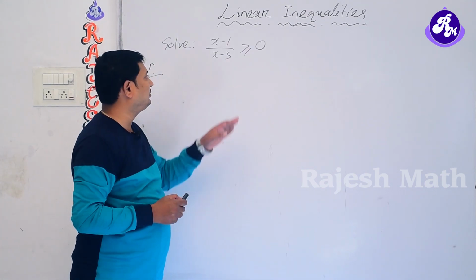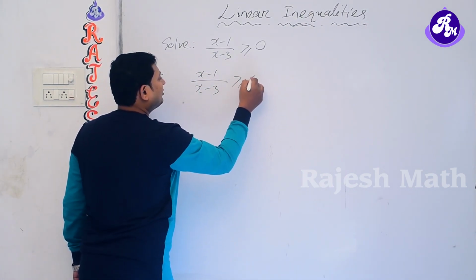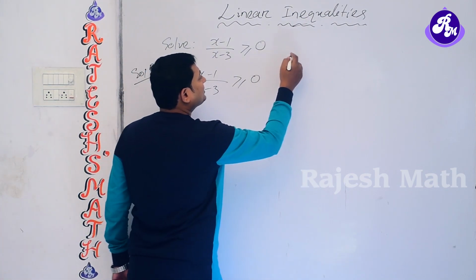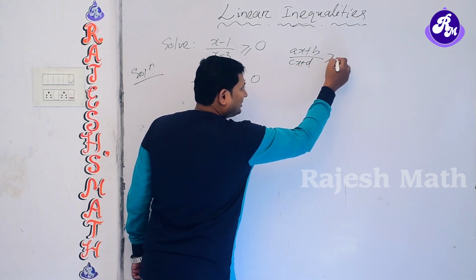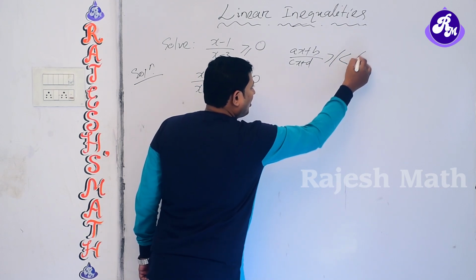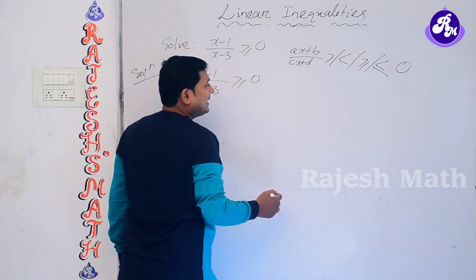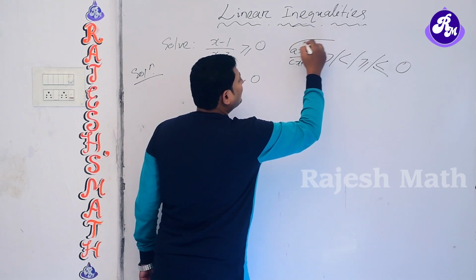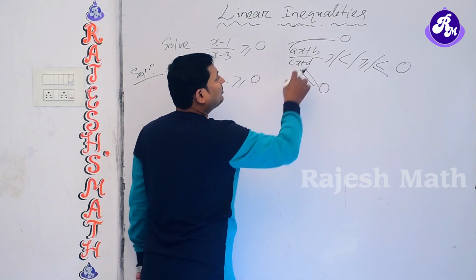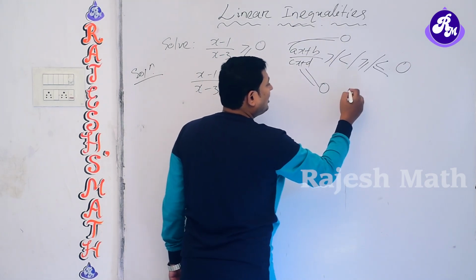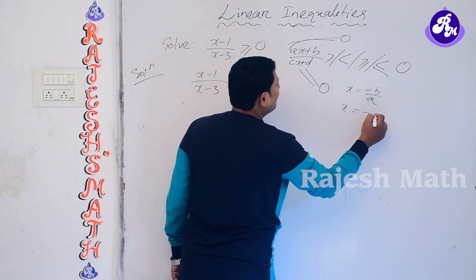Okay, next example, x minus 1 divided by x minus 3 greater than or equal to 0. Now see, if the inequation is of the form ax plus b by cx plus d greater than, or less than, or greater than or equal to, or less than or equal to 0, then just put ax plus b equals 0 and cx plus d equals 0. Now solve ax plus b equals 0, x will be equal to minus b by a. Now make cx plus d equals 0, x will be minus d by c.